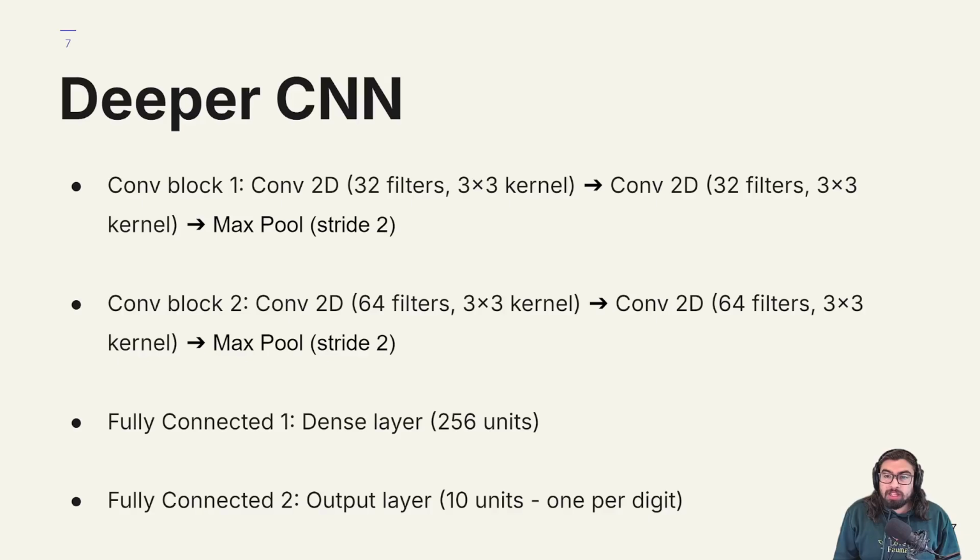The deeper CNN, again, is highly similar, with an extra convolution layer in each of the convolution blocks for a total of 4 convolution layers. The first fully connected layer has 256 units here, and again condenses down to 10 for our output.